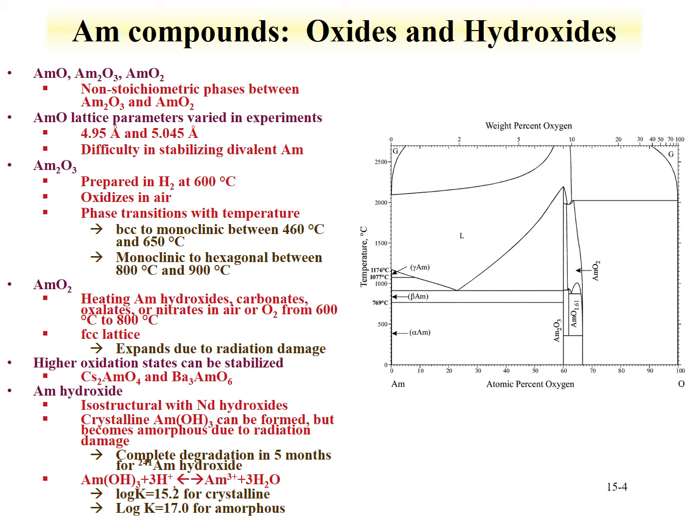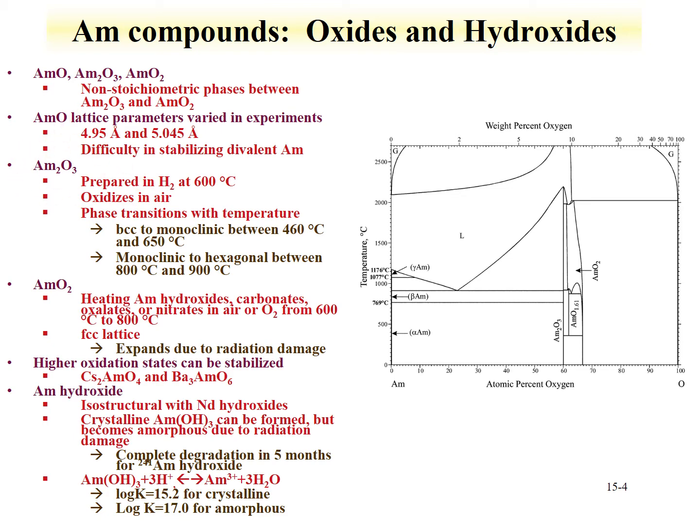Three oxides have been examined and evaluated: the monoxide, the Am2O3, and the Americium dioxide. There's difficulty in formation of the monoxide because of the instability of the divalent Americium. If one looks at the literature, there are ranges of the lattice parameters, which is always indicative that the compound is not stable and possibly further experiments should be performed.